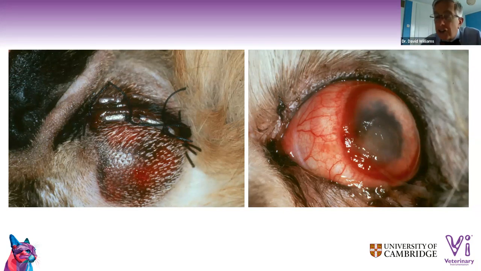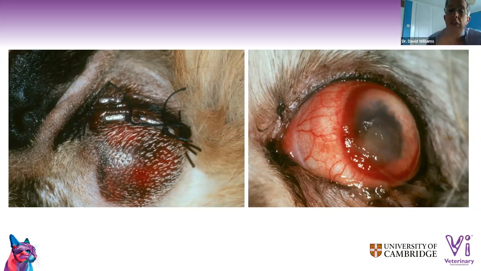And then after 2 weeks, well, it's not ideal, is it? The dog's got a lateral strabismus because the medial rectus muscle is the shortest muscle, so that's been pranged basically, and it's got a bit of a corneal ulcer, and probably it can't see.